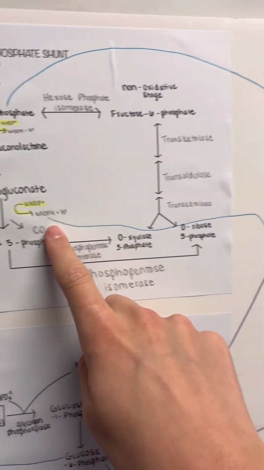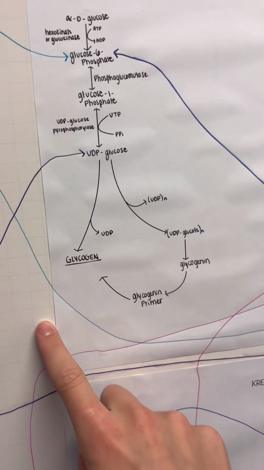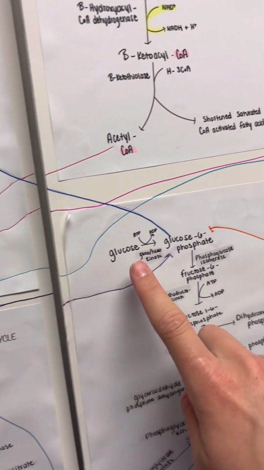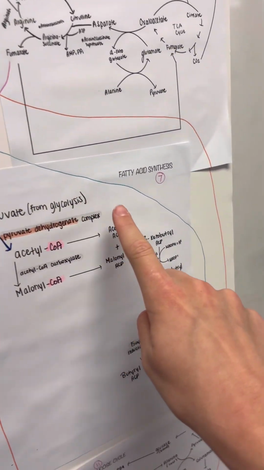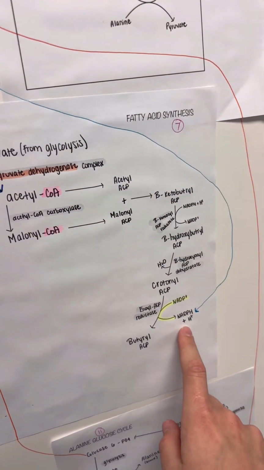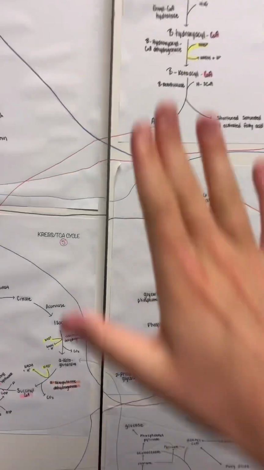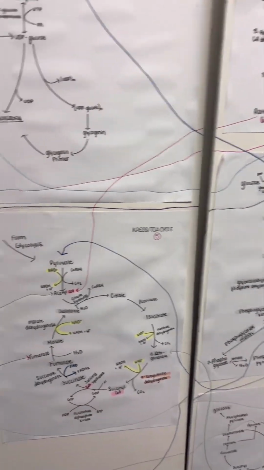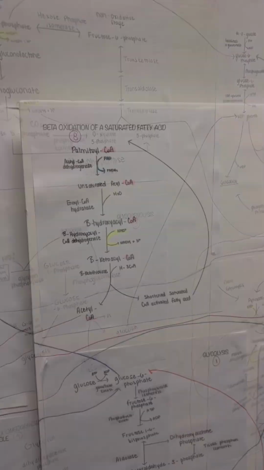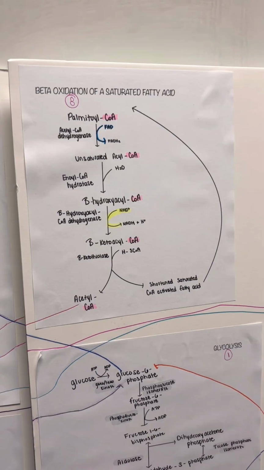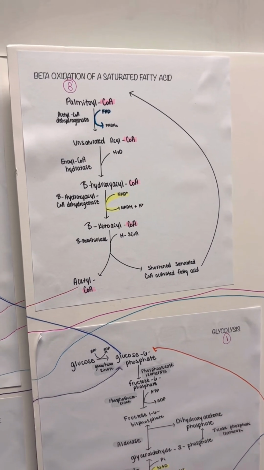So I'm going to follow the light blue all the way down over here, and here we have the NADPH again indicated by the yellow. My board is 2 separate boards, so that's a little messy, so I apologize. Okay, next we're going to talk about beta oxidation of a saturated fatty acid.